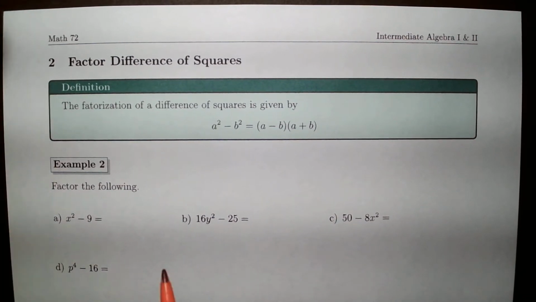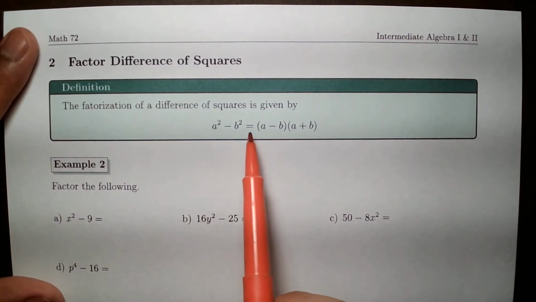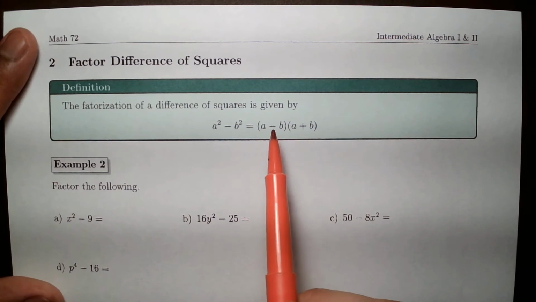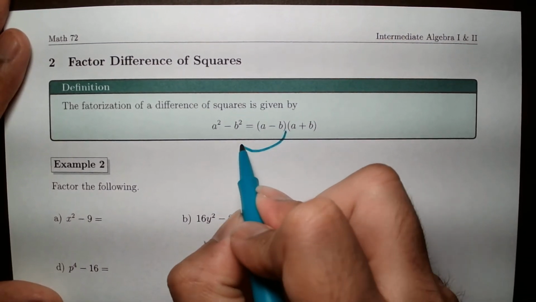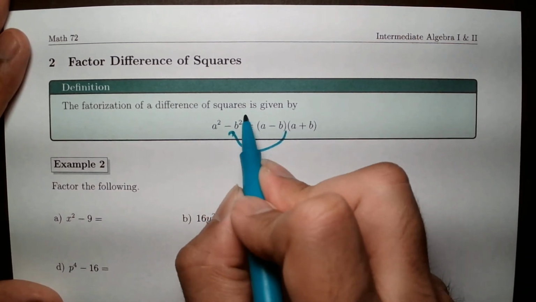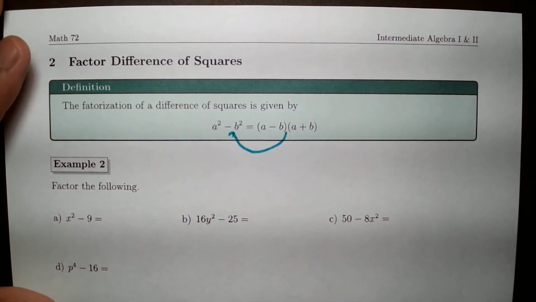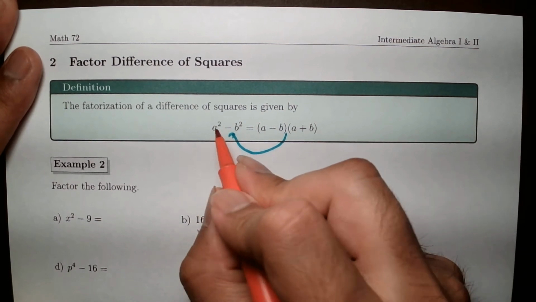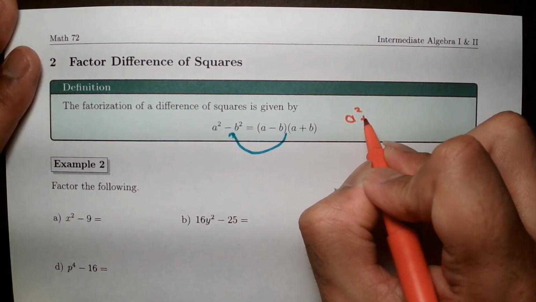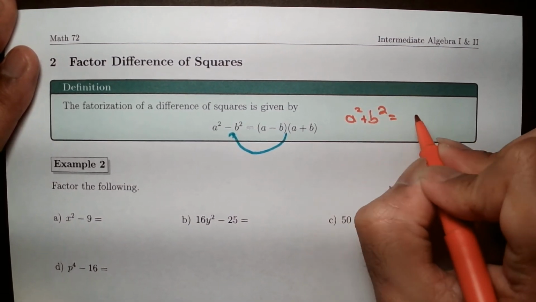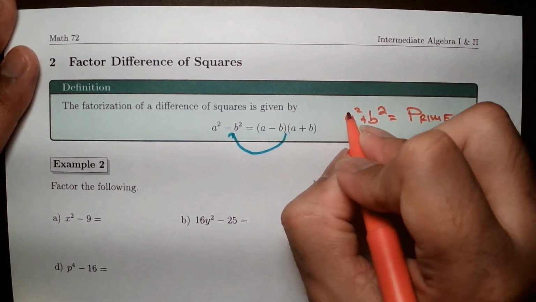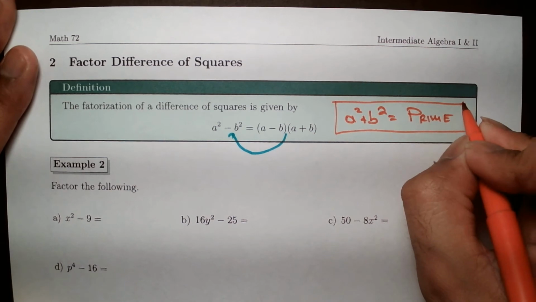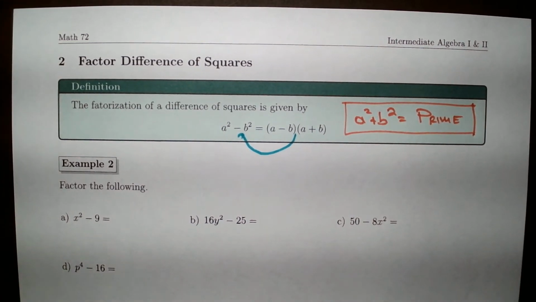The factorization of a difference of squares is the product of conjugate binomials, as we saw earlier in this chapter. Earlier in this chapter we did this: FOIL these guys to obtain this difference of squares. And by the way, it's worth noting that when we have a squared plus b squared, that's a prime quantity, and therefore we cannot factor. So let's look at some examples.